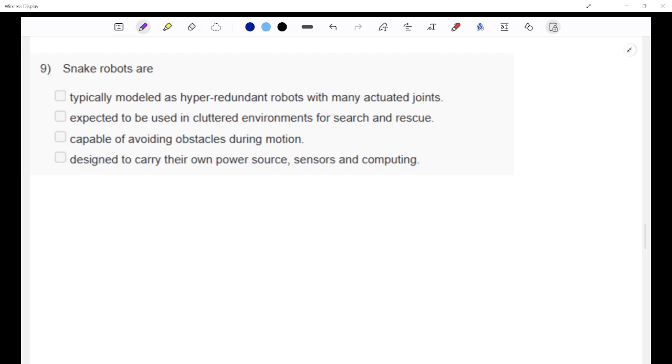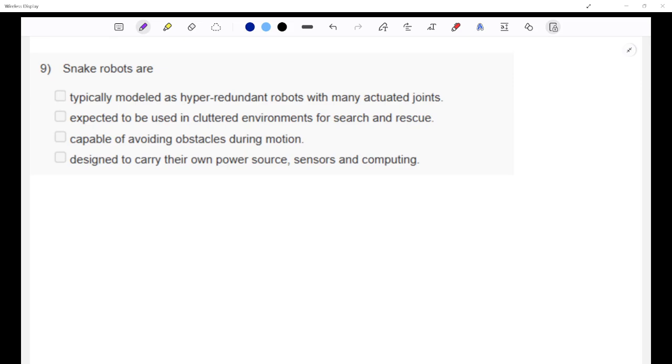So the question here is, snake robots are typically modeled as hyper-redundant robots with many actuated joints, expected to be used in cluttered environments for search and rescue, capable of avoiding obstacles using motion, and designed to carry their own power source, sensors, and computing. This is the simplest question I saw. Okay. So it's basically testing the concept and application of snake robots, which are a classical example of hyper-redundant robots.